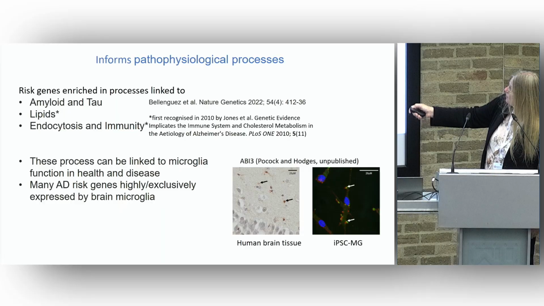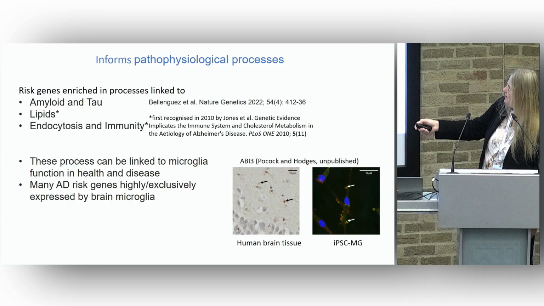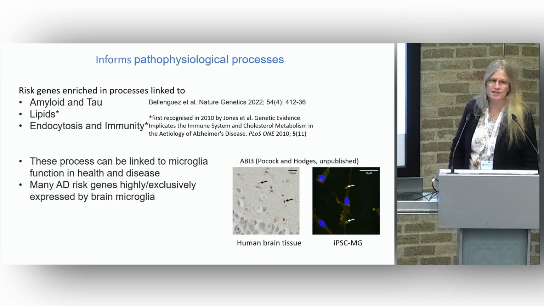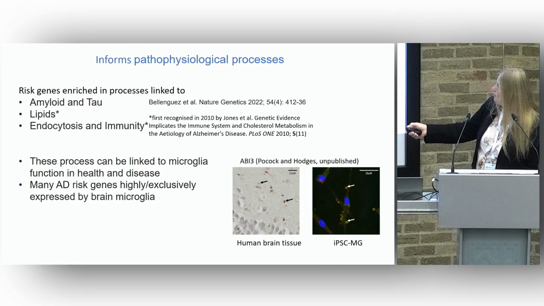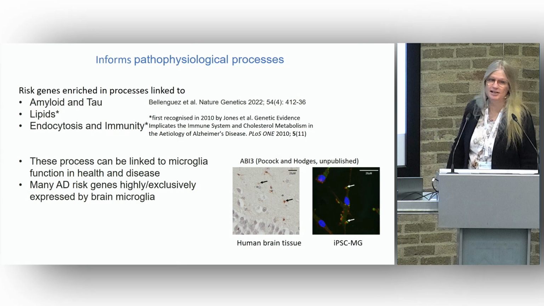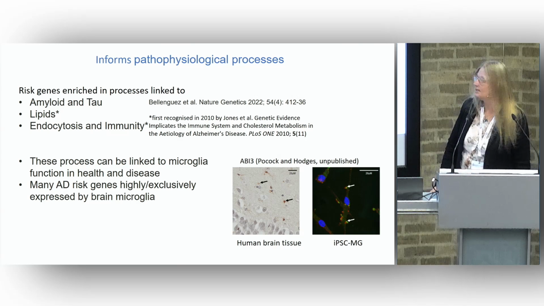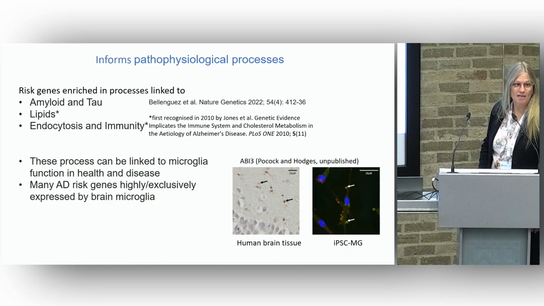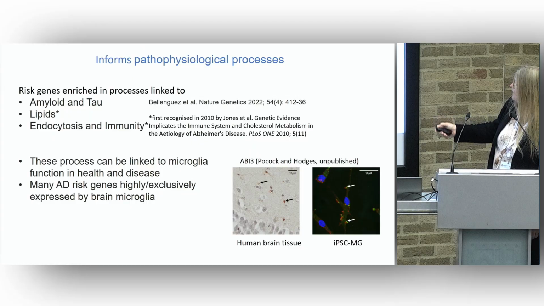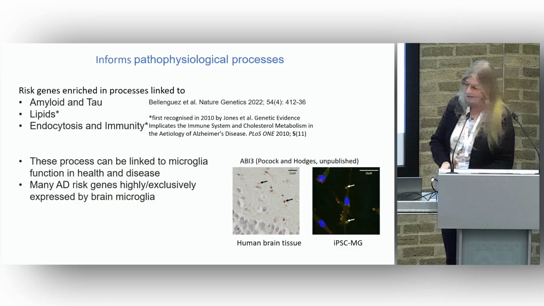Many of these processes, particularly immunity, but also lipids and endocytosis, can be linked to microglia, which is an area we're all really interested in. Many of the Alzheimer's disease risk genes, as you've already heard about, are highly or even exclusively expressed by microglia in the brain, so they're not really in any other cell type, at least in the brain. Here's an example, ABI3, rare risk variants in ABI3, and you can see some staining in human brain tissue, and in collaboration with Jenny Pocock, we've also stained in iPS microglia.